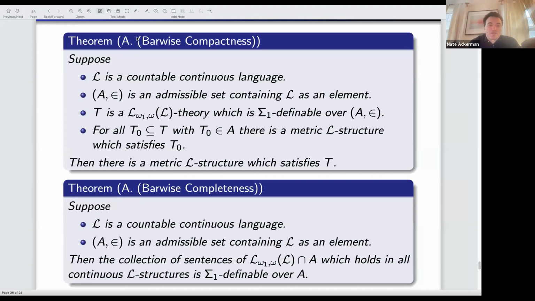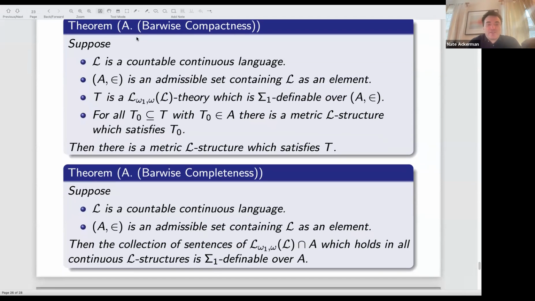I might note that that's a little less obvious than you might think, because we're looking at countable admissible sets, but we're looking at structures of size continuum. So this allows you to find a Barwise compactness theorem, even though on its face, continuous structures are too large to consider.